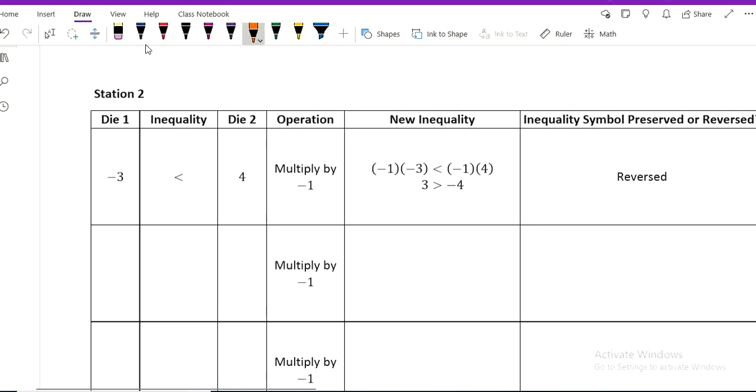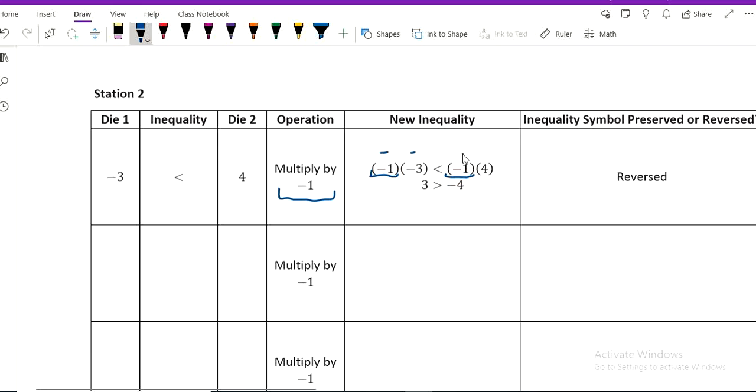So let's break down what happened here. They start out with negative 3 is less than positive 4. Well, that's true. Any negative number is less than a positive. And the operation, they said, is to multiply by negative 1. We're multiplying because we put it in parentheses with no symbol after it, so that means multiplication. So negative 1 times negative 3. Remember, when you multiply things with the same sign, it gives you a positive. So that's why we have positive 3.